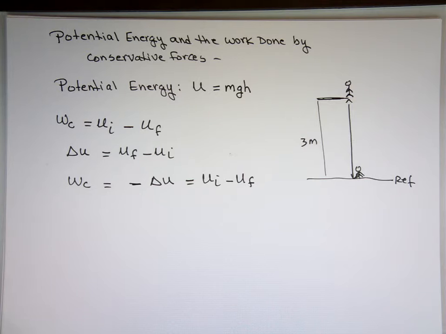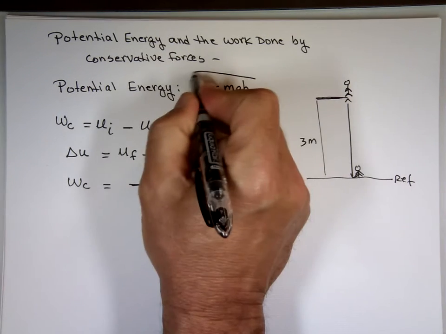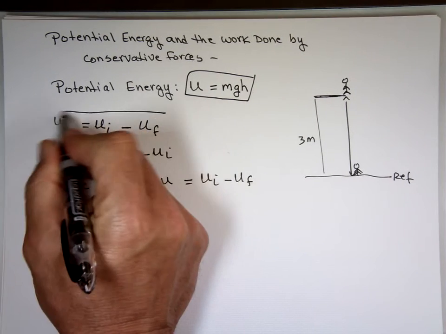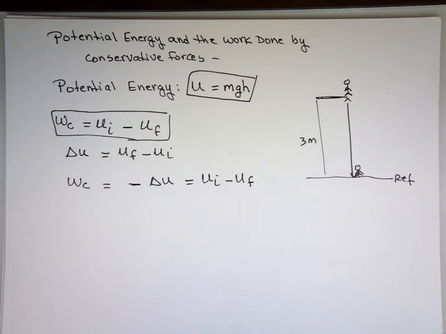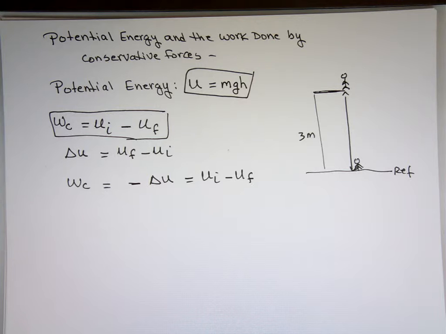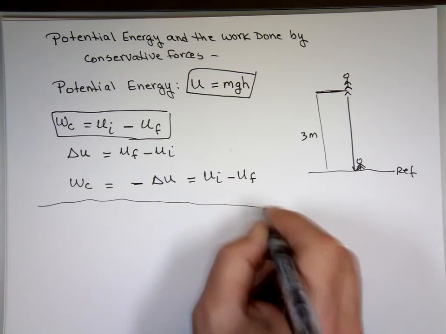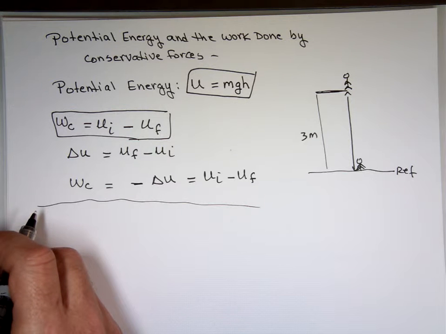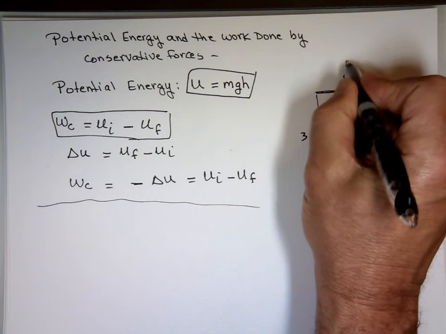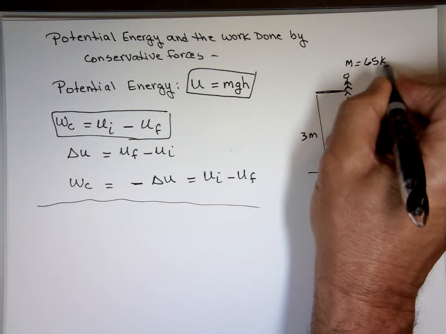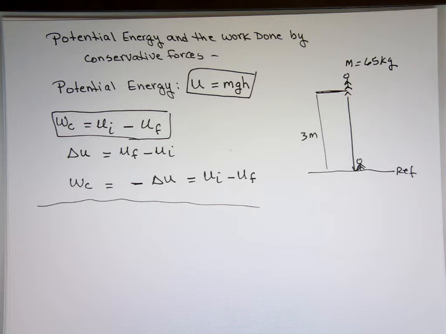Let's take some examples using these equations. That's this one and this one. These are the two equations. Let's try some examples with them. We'll use that example. Find the potential energy. The mass of this diver is 65 kilograms, standing on top of a 3-meter diving board, and let's calculate the potential energy at the top, using the water as reference, and how much work was done by gravity.